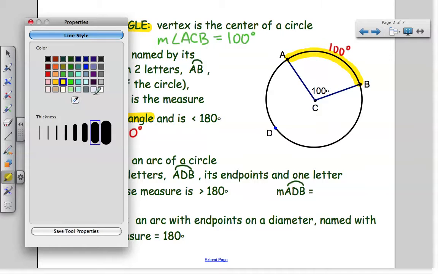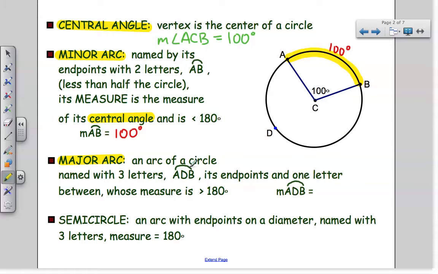I'm going to pick a new color here. So I'm starting at A, I'm going through D to end at B. This is a major arc. If I start at A, I go through point D on the way to ending at B, which is the end of that arc. Okay, so major arc, more than half of that circle, which this definitely is. You have to have the endpoints at the ends of the arc and a letter that it'll pass through. The measure is greater than 180.